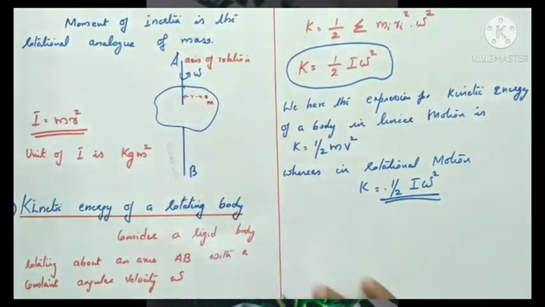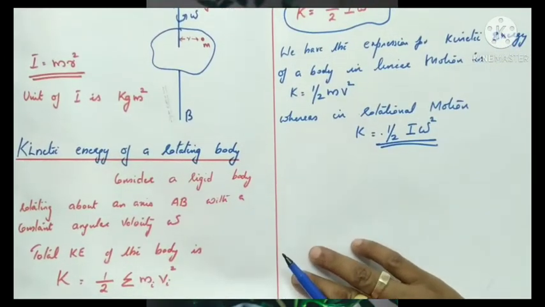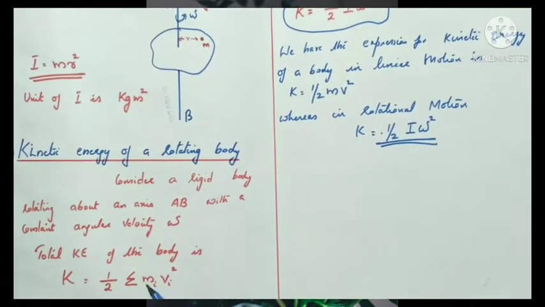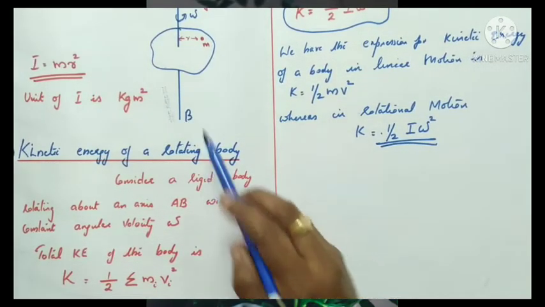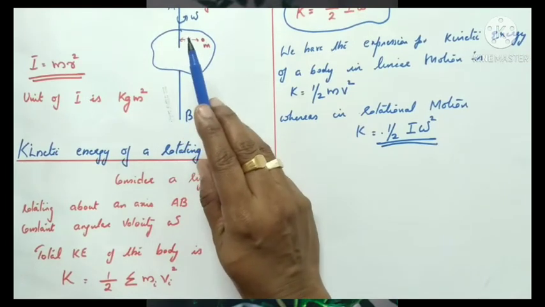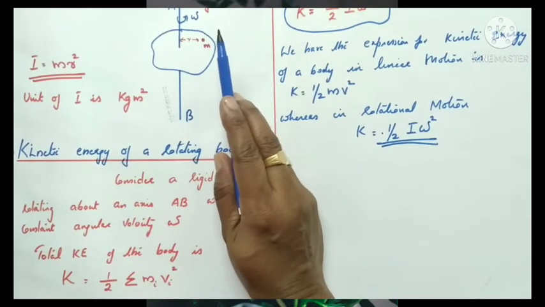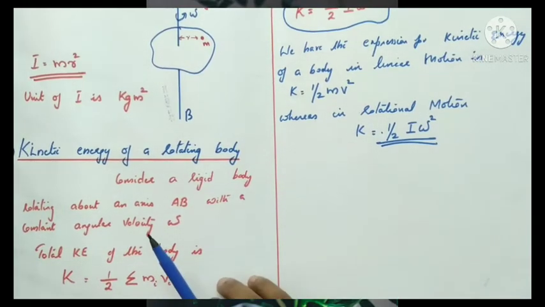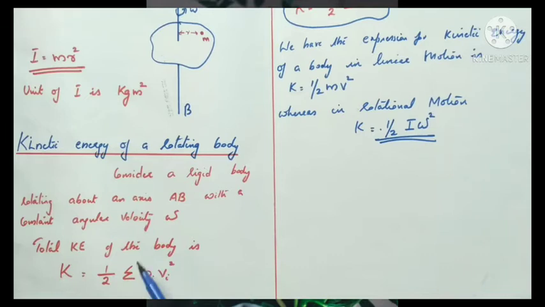This is rotating with an angular velocity omega. We know the kinetic energy of the body. The total body kinetic energy is given by half mv square. Since this body consists of an infinite number of particles, we can take the summation of the total kinetic energies. Kinetic energy is half the summation of all mass into the linear velocity of all the particles. So we can write total kinetic energy is half sigma mi vi square.